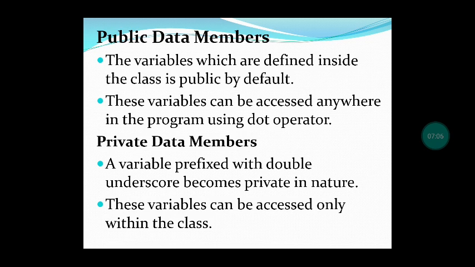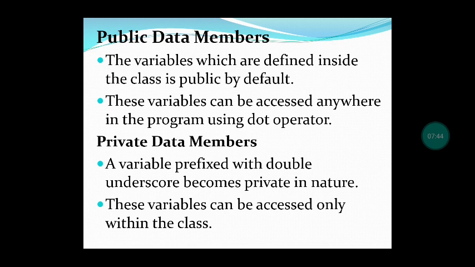Next, we will see about public data members and private data members. A public data member is a default data member and it is defined inside the class. In C++ also we have used public and private data members. Here, public data members are default and defined inside the class, and these variables can be accessed by using the dot operator anywhere in the program.